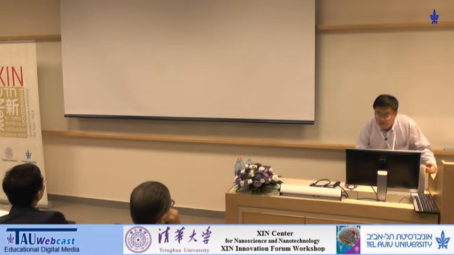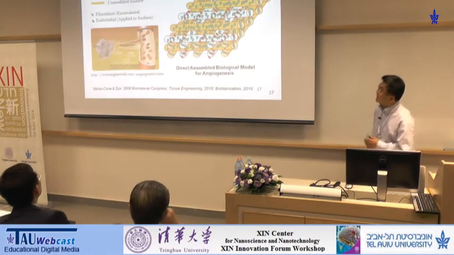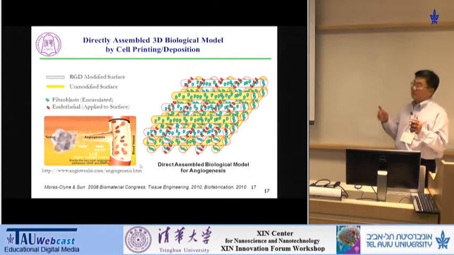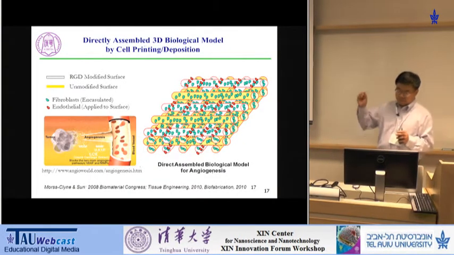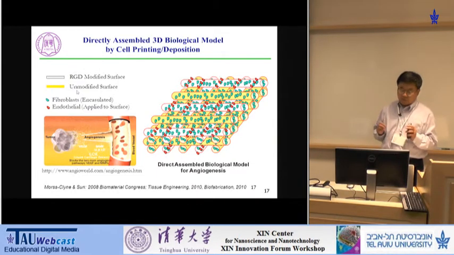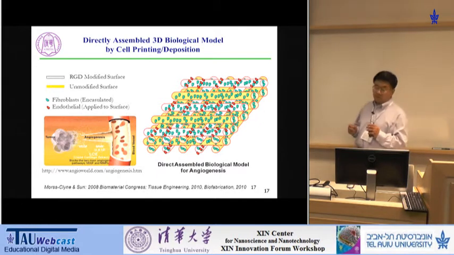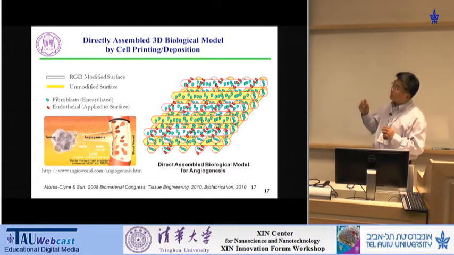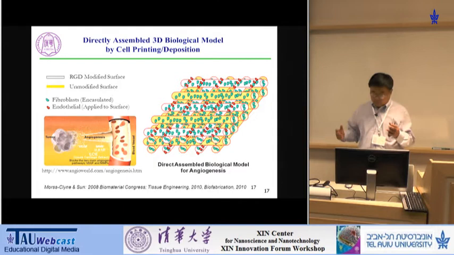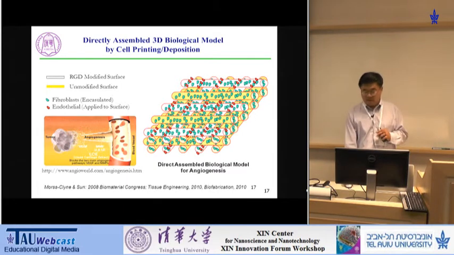We use this technology to pattern RGD-modified biomaterial, for example in the green color, and unmodified, and also pattern endothelial cells and fibroblast cells. We are hoping that we use RGD and those protein growth factors to attract the endothelial cells to form what we call a blood vessel. So this is what we built with my collaborator, and this is a typical regenerative medicine example.